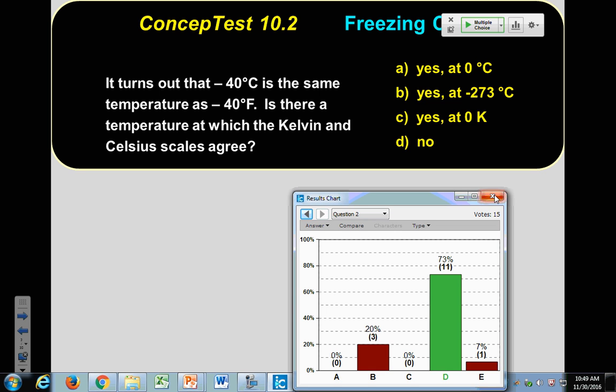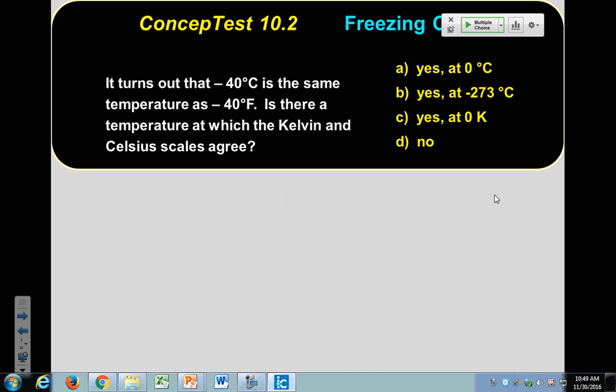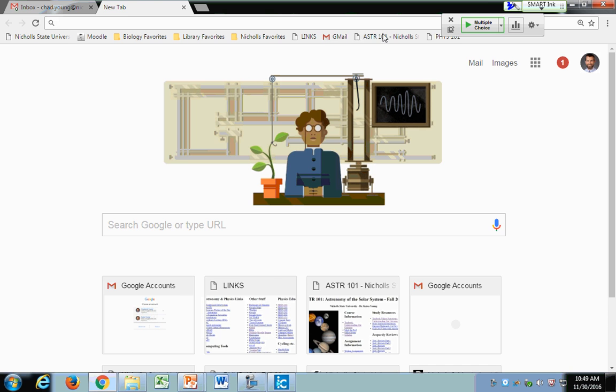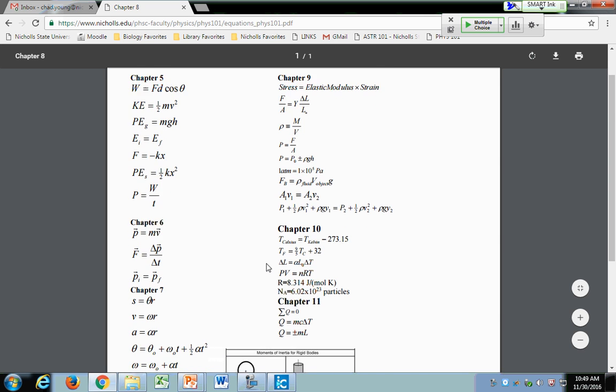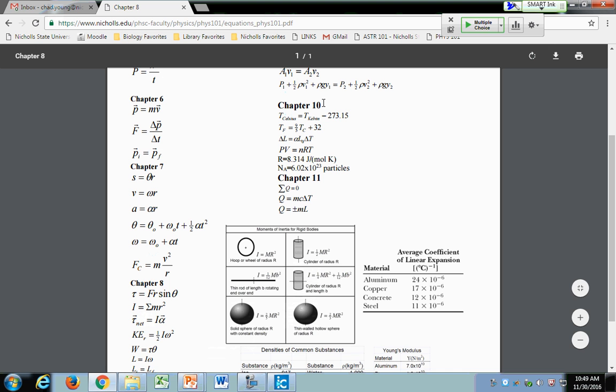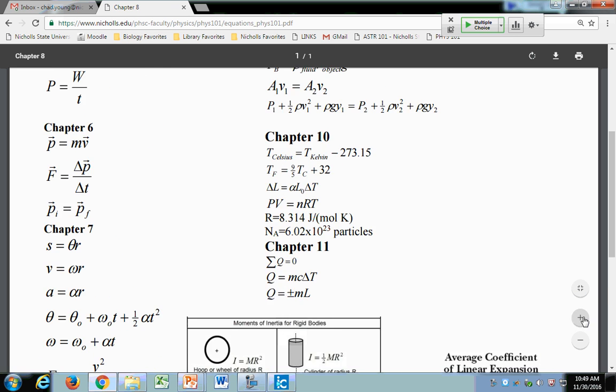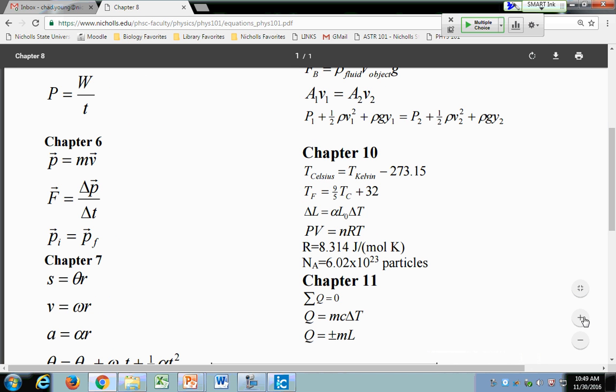Okay, D is right. Remember, those Celsius and Kelvin scales are separated by 273. You need to be familiar with what's on your equation sheet anyway, but if you go on your equation sheet, it has those conversion factors, the way we convert between the different temperature scales, and notice the Celsius is the Kelvin minus 273. They're always offset by that. So there isn't a temperature in Celsius and in Kelvin where they're the same physical temperature.